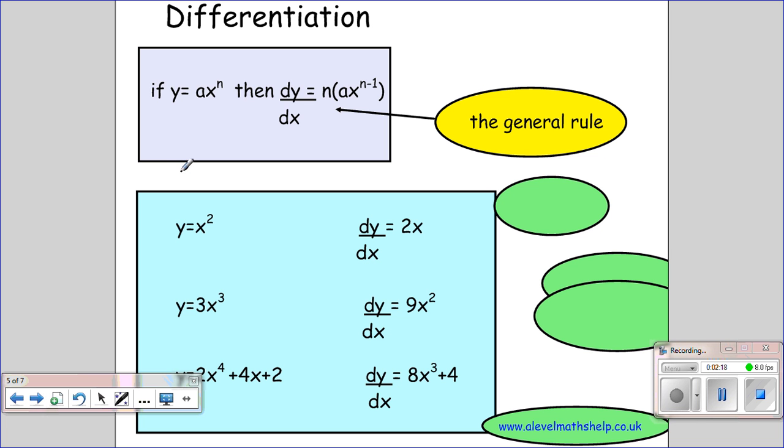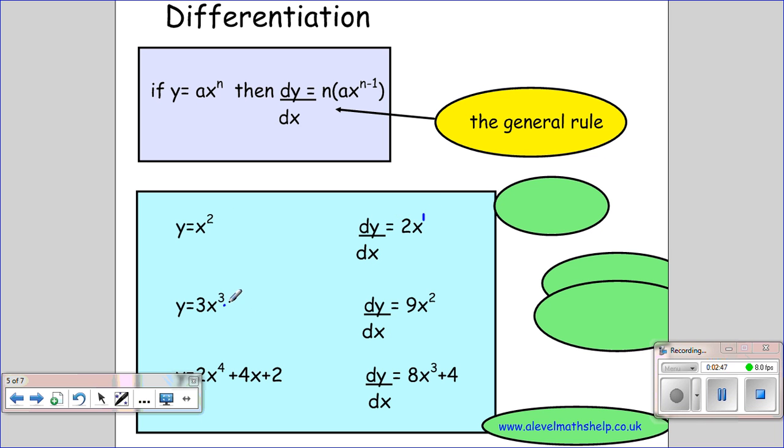So before we go any further, we need to make sure we can remember how to differentiate. So if we have y equals x squared, if you remember the rule, we take the power, and when we differentiate, we multiply by the power, and then we take 1 from the power. So 2 take away 1 is 1, and that's just the same as x.